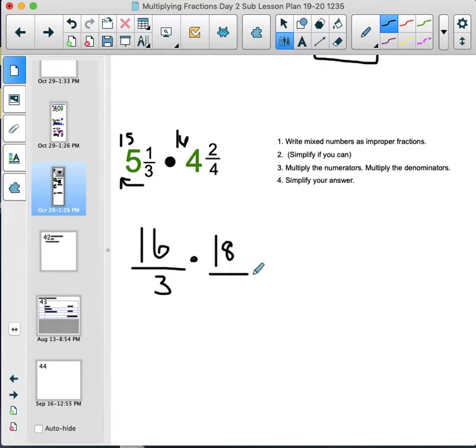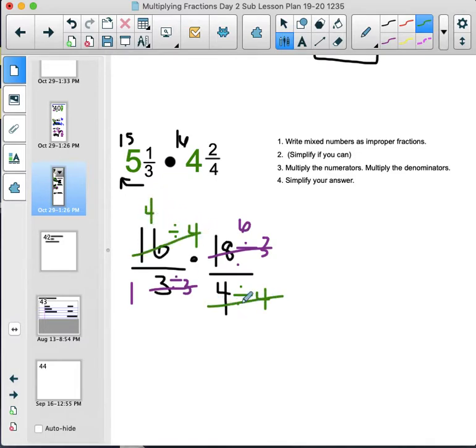And you probably see again that I chose these numbers for a reason. Okay, 3 will go into 3 and 18. This is not the only way you can simplify, it's just one of the ways. 3 divided by 3 is 1, 18 divided by 3 is 6. All right, I also know that 4 will go into 16 and 4. 16 divided by 4 is 4. 4 divided by 4 is 1.